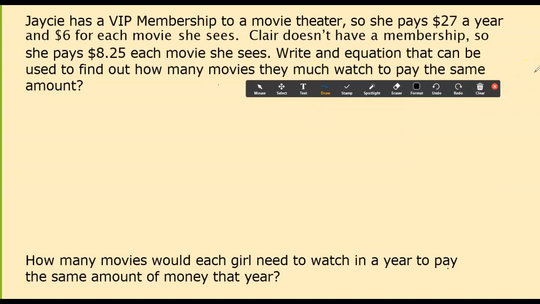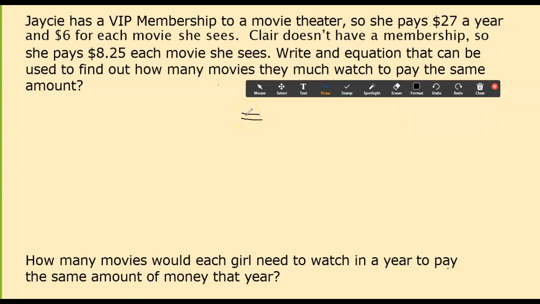All right, JC has a VIP membership to a movie theater. So she pays $27 a year and $6 for each movie she sees. Claire doesn't have that membership, so she pays $8.25 for each movie she sees. Write an equation that can be used to find out how many movies they must watch to pay the same amount. Same amount? What kind of equation? What symbol's going in the middle? Equals.